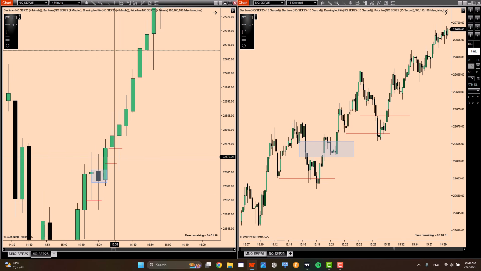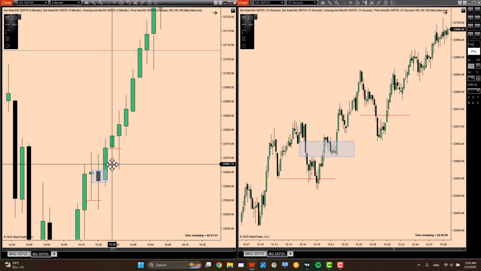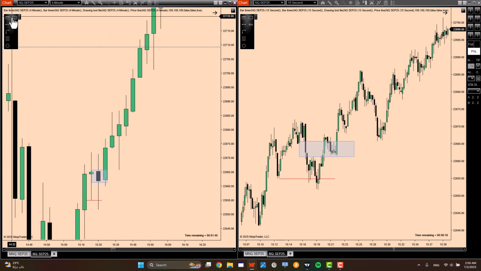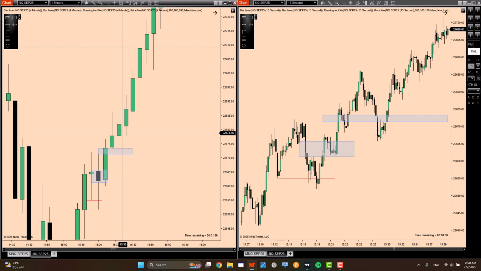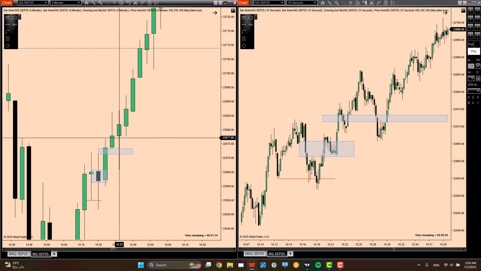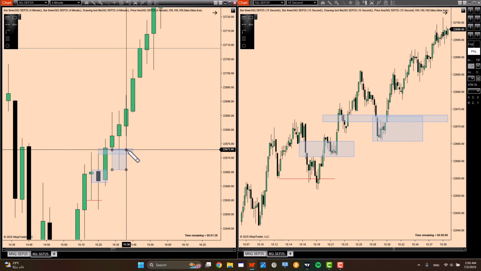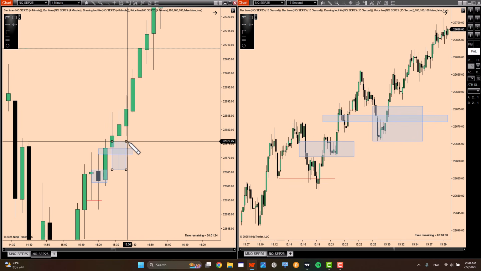You can see it on the 4-minute, and also we have that imbalance here. Let me draw it so you can see it, and you can see that this candle traded to it, an immediate rejection from it. Here's the rejection, so you can see it better. This is the rejection.